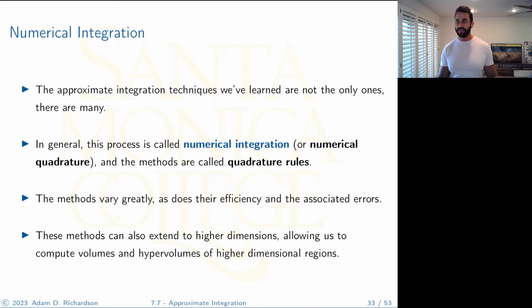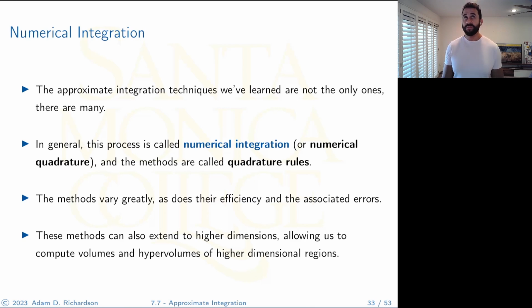All right, so those are our approximation methods, but I want to speak briefly about the notion of numerical integration in general. The approximate integration techniques we've learned here are not the only ones. There are many, many different numerical integration techniques. The process that we're doing here is what's called numerical integration. If you'd like to read more about it, just click on that link and go to the Wikipedia page. It's also sometimes called numerical quadrature, and these are often called quadrature rules.